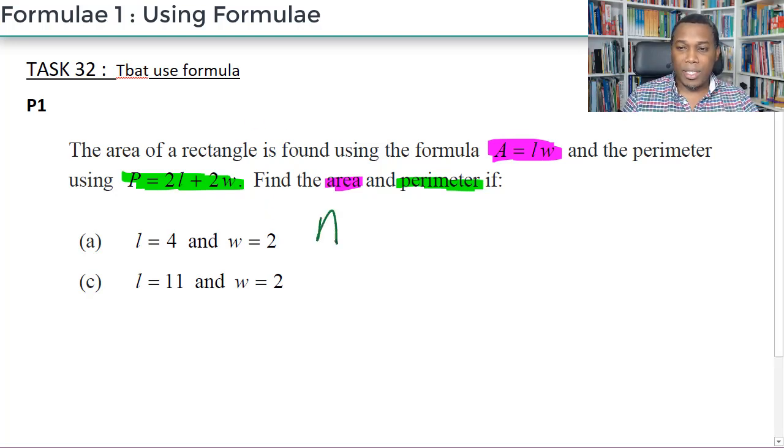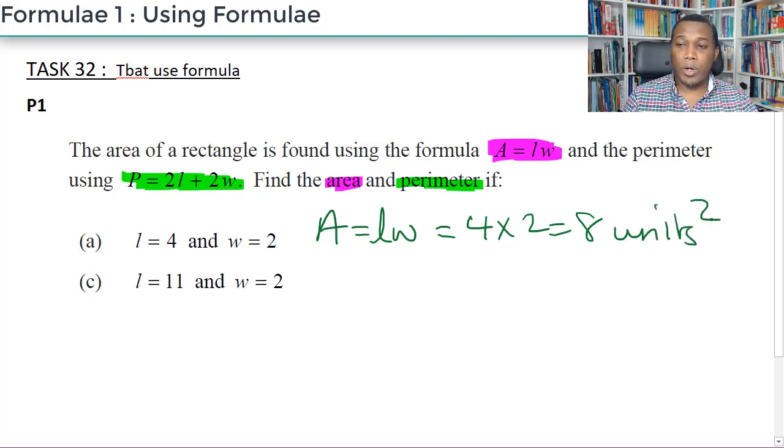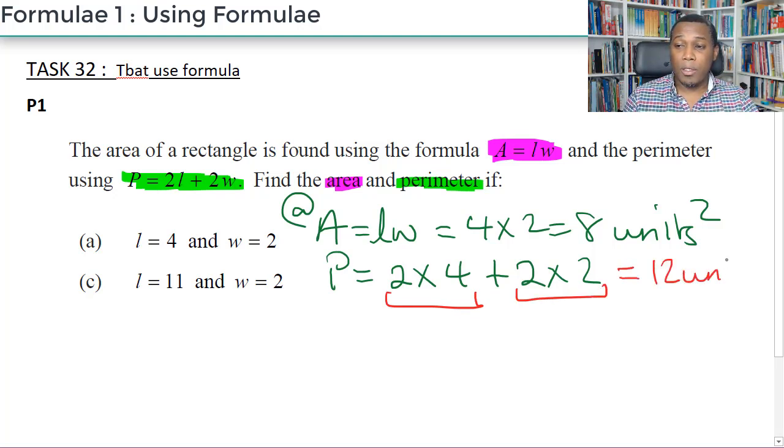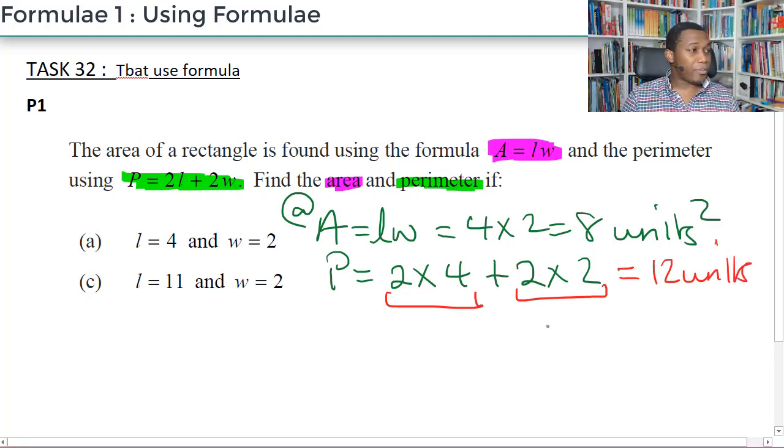And for A, in this particular case, A is equal to LW, which is 4 times 2, which will give you 8. We don't have units again, so we'll put units squared. This is all for A, and for the perimeter, you want 2 times L, which is 2 times 4, plus 2 times the width, which is 2 times 2. We're doing the multiplication first, so 2 4s are 8. Then we have 2 2s of 4. 8 and 4 will give you 12 units. So the perimeter for A is 12 units.